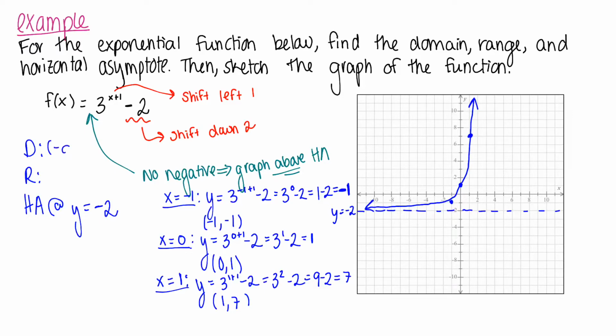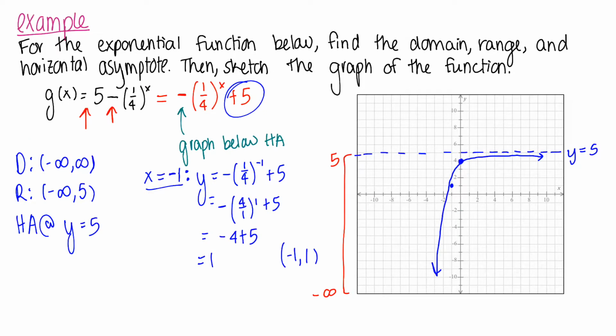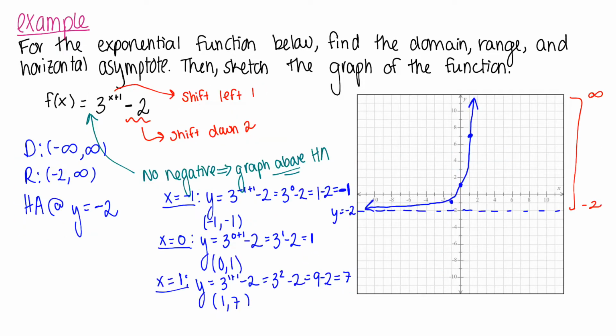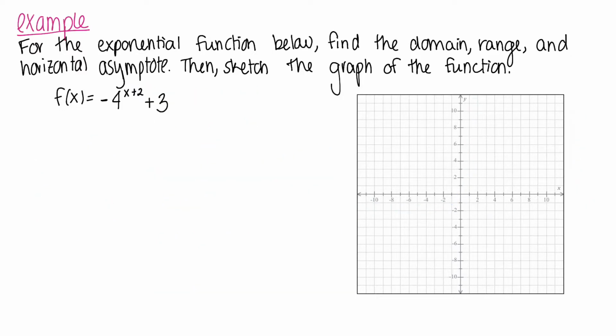So domain, -infinity to infinity. The range starts at -2, and then it goes off to infinity. Those are the y values. So -2 to infinity. And to point out why it was -infinity first here, it's because you always go smallest number to biggest number, and -infinity is smaller than 5. So you would start at -infinity and go to 5. Whereas here, the smallest number is -2, the biggest number is infinity. So there's that. All right, last one of these problems, I promise.